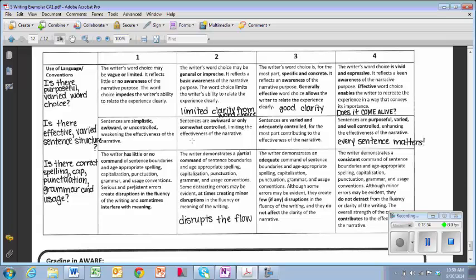And then the last row of the rubric would be around conventions. So is there correct spelling, capitalization, punctuation, grammar, and usage? You'll see that if the writer has no command over sentence boundaries or age-appropriate spelling, capitalization, punctuation, etc., it's a 1. A level 2 disrupts the flow. A level 3 is adequate, and there's not very many disruptions. And then a level 4 is that it's very consistent, and it does not detract at all from the clarity of the writing.